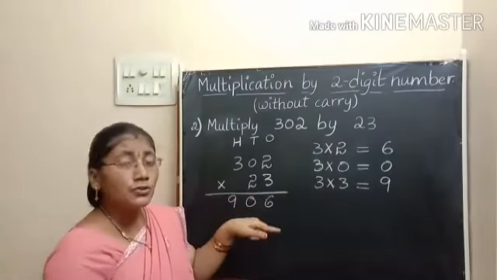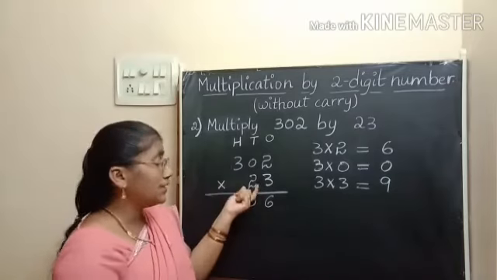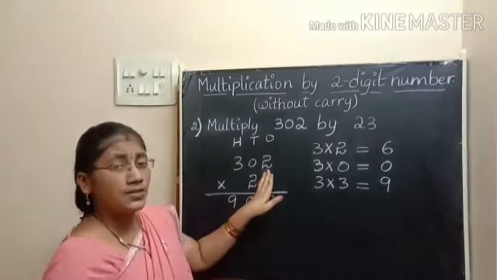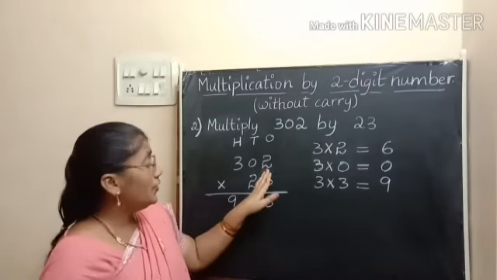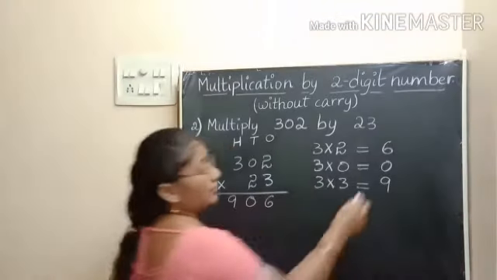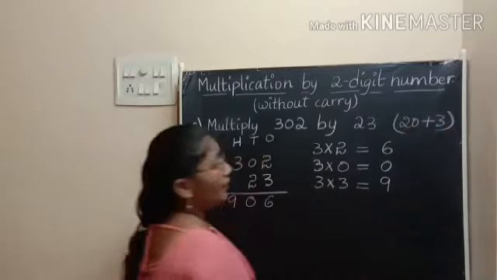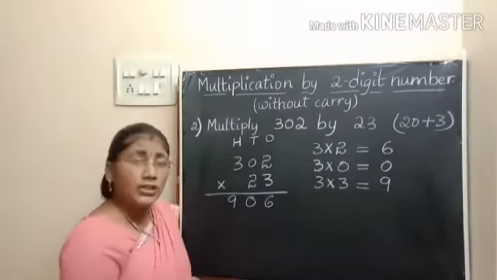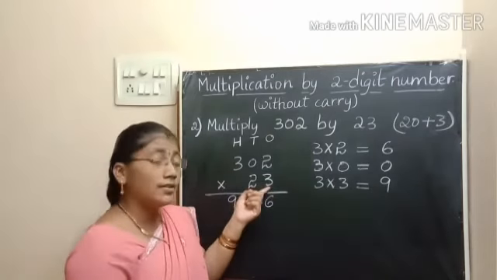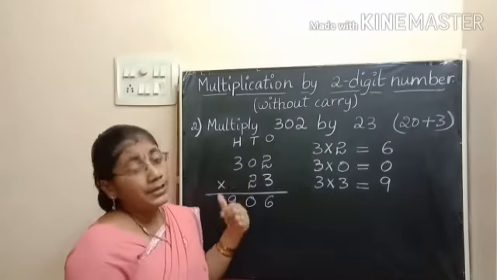Now we have to start multiplication with the digit in the tens place. Now we have to ignore this digit. Here 23 means 20 plus 3. Already we completed our multiplication with 3. Now we have to multiply 302 with 20.